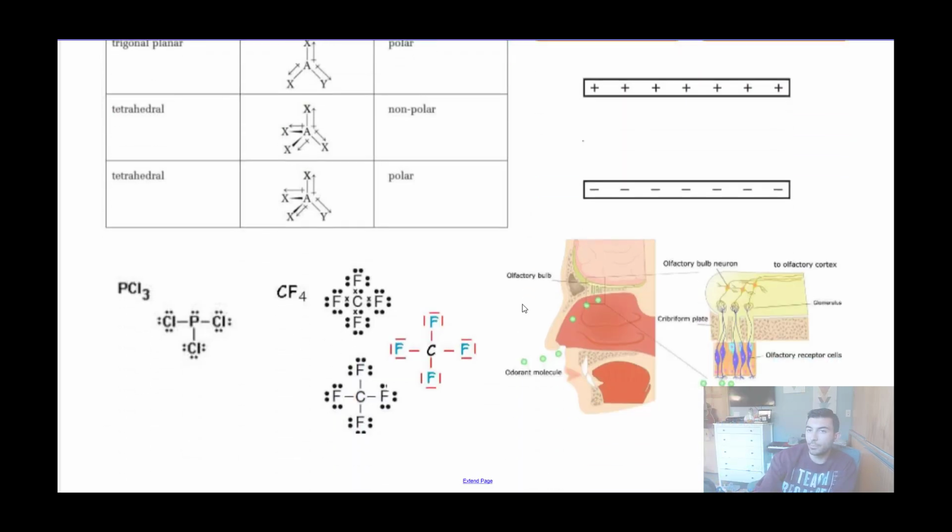The last little bit we looked at was relating the idea of whether or not a molecule is polar or nonpolar to whether it smells. And the molecules that are polar, I'm going to use PCl3 in the plate example over here. PCl3, based on its electron domains, is a trigonal pyramidal molecule. So it looks something like this.